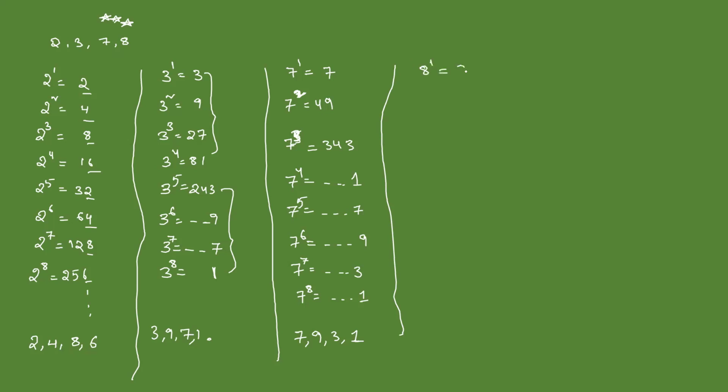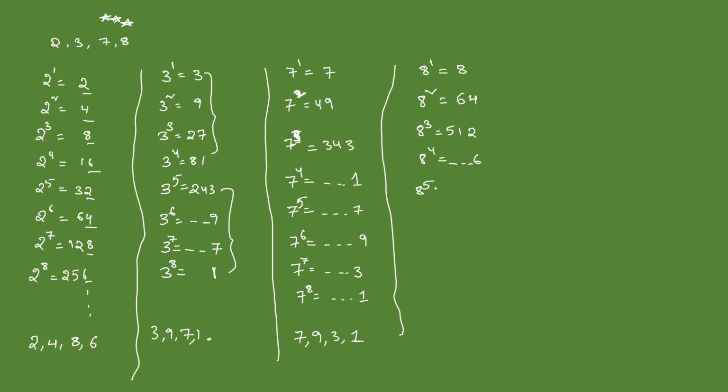8 power 1 is 8. We know 8 square is 64. 8 cube is 512. 8 power 4, I too don't know, but I need to multiply 512 with 8, right? So what is the unit digit? I will get 6. 8 2s are 16. That 1 will go as carry and 6 I will be having.